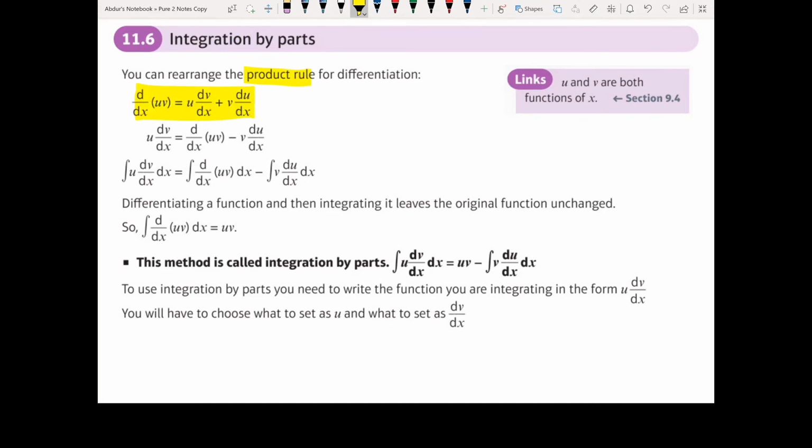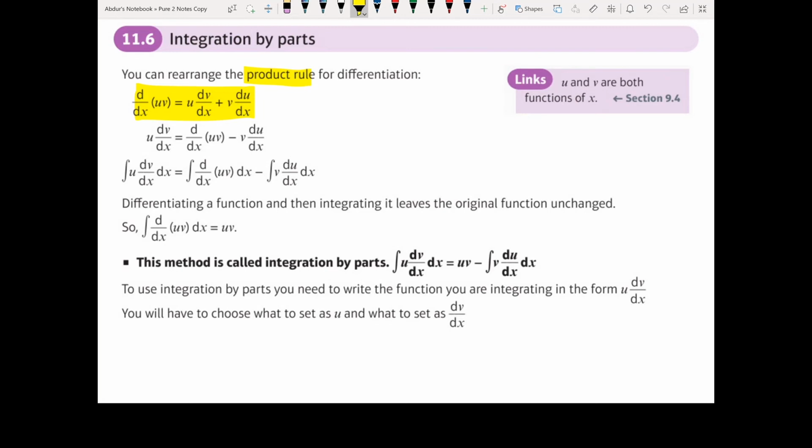Now, if we rearrange this product rule, we can make it such that u dv by dx is equal to d by dx of uv minus v du dx. So all this is just a rearrangement of that first product rule equation that we have. Now, as we know that differentiation is the reverse of integration, we can then integrate every single term in the product rule to get back to where we started from.